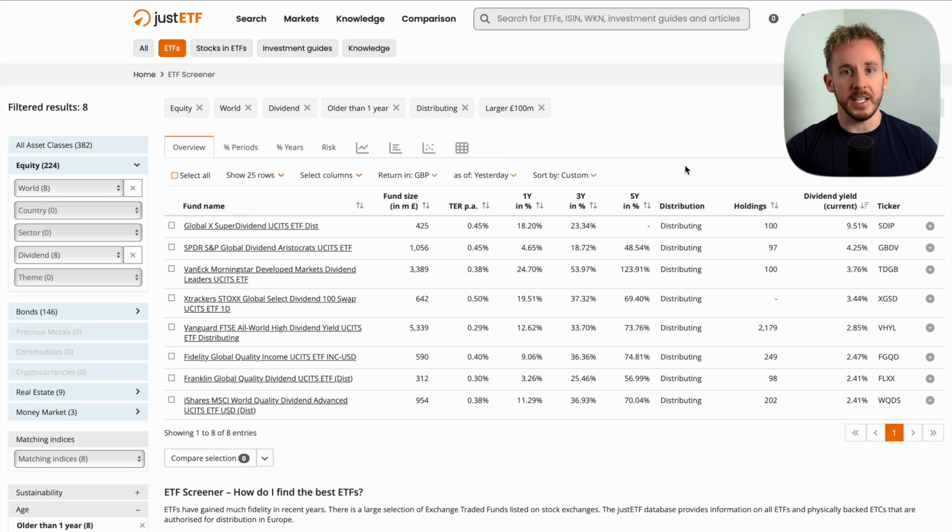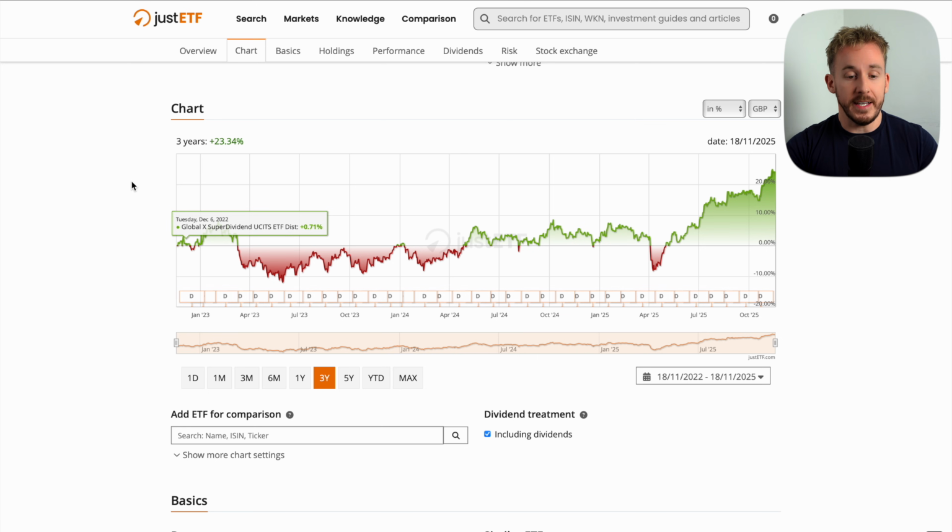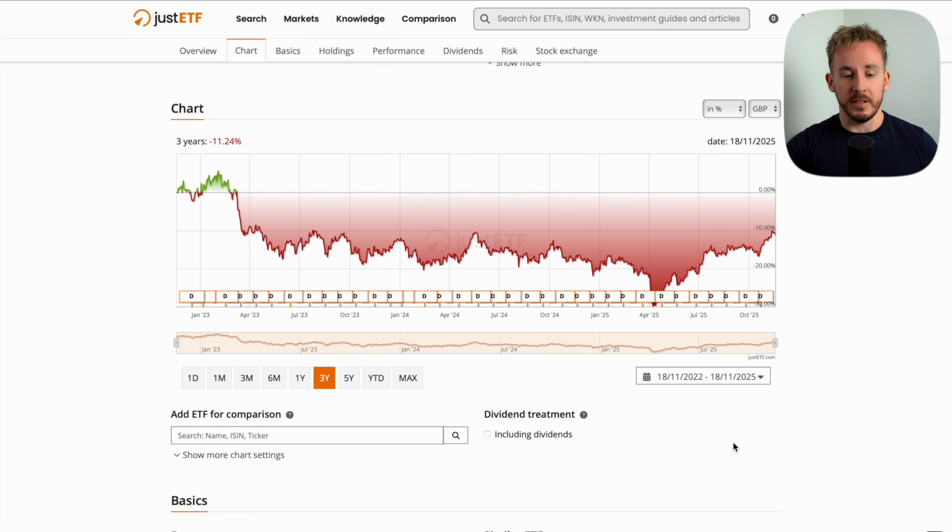When we look at performance figures, many websites, just like this one, will have dividends reinvested included in the performance figures. So when we dig a little bit deeper and look at the performance for this ETF over 3 years, it'll say it's done 23.34%. However, when we don't include the dividends, it's actually down 11.24%. So although you'd have been getting a very decent yield, close to 10%, your portfolio would actually be down 11%. And therefore, for the same yield, you'd actually be getting less of a payment each time.